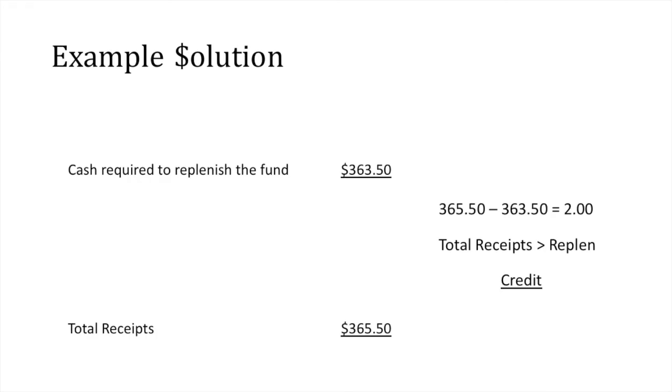In this scenario, the difference is a positive $2, meaning that the total receipts recorded is $2 greater than the cash required to replenish the fund, so $2 is credited in the following journal entry.